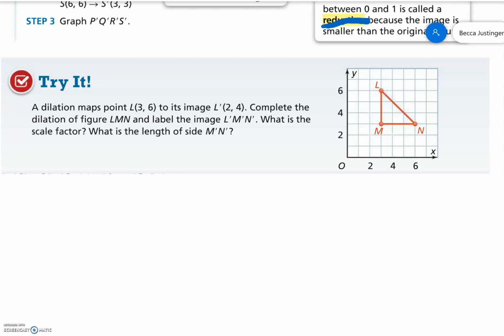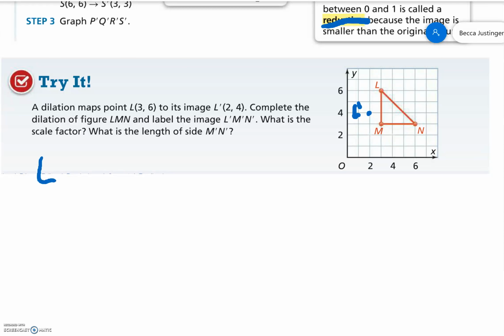A dilation maps point 3, 6 to its image of L prime 2, 4. So that's going to be right here, L prime. Complete the dilation of figure LMN and label the image L prime, M prime, N prime. What is the scale factor? What is the length of the side MN?